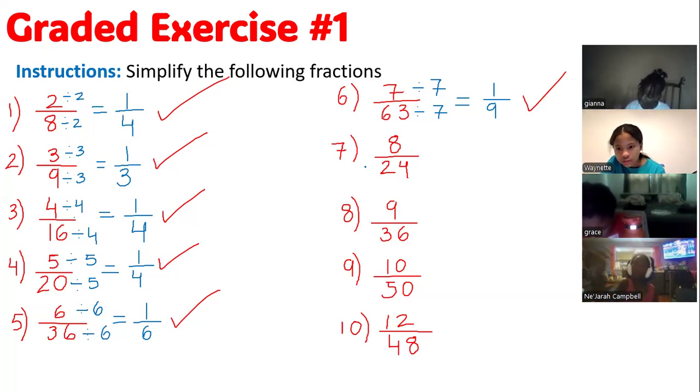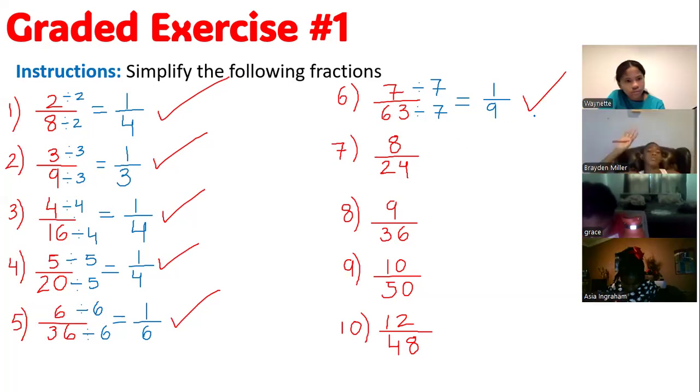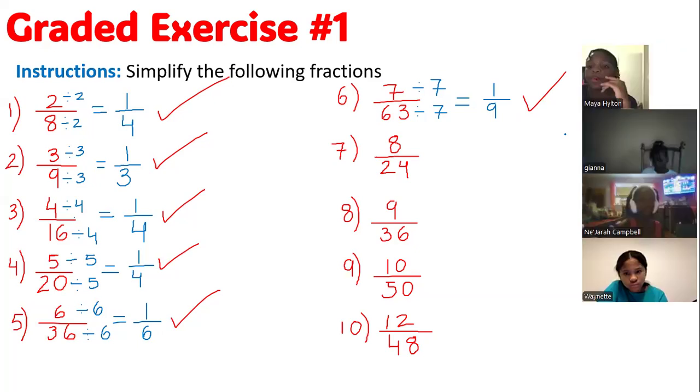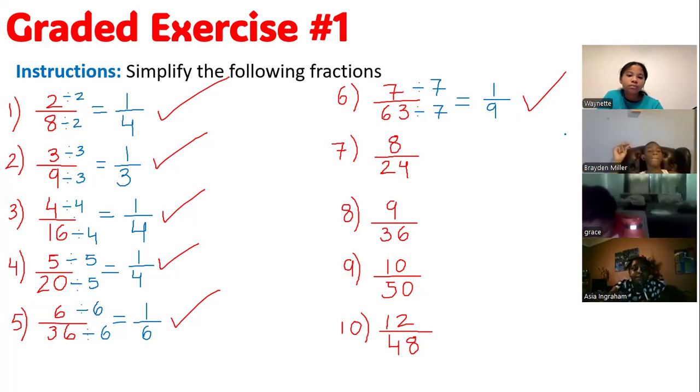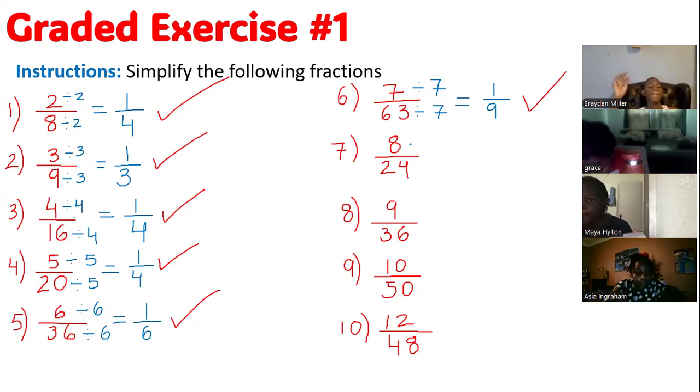All right, how many of us got number 6 right? Brandon? I got it. I sent it to you. Okay, good. Where's Asia? Can you help me with number 7? Asia? Number 7.